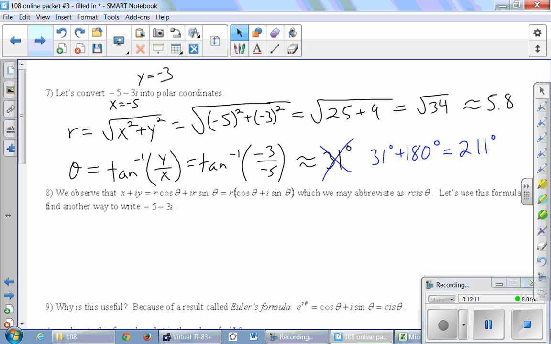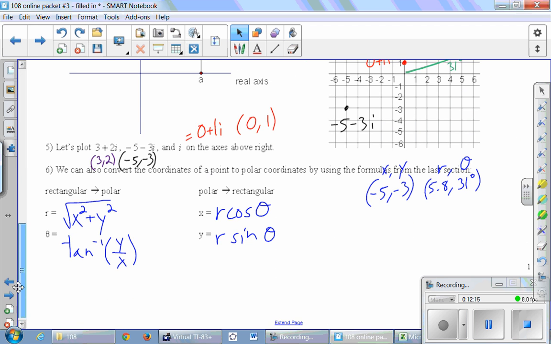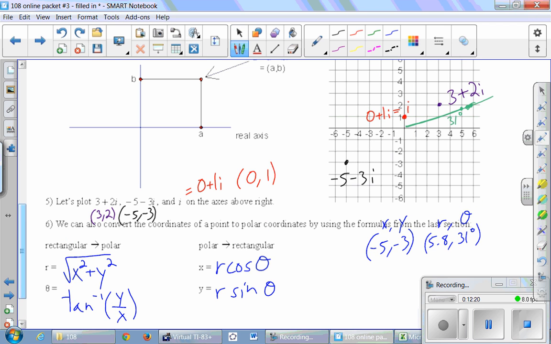Okay, let's go back and graph that one. So 211 degrees is just the opposite angle from the green line that I drew. Okay, my angle wasn't quite perfect. I guess really it should have been more like this kind of thing. And is it reasonable to say that the length of that blue line segment is about 5.8? Sure, why not?